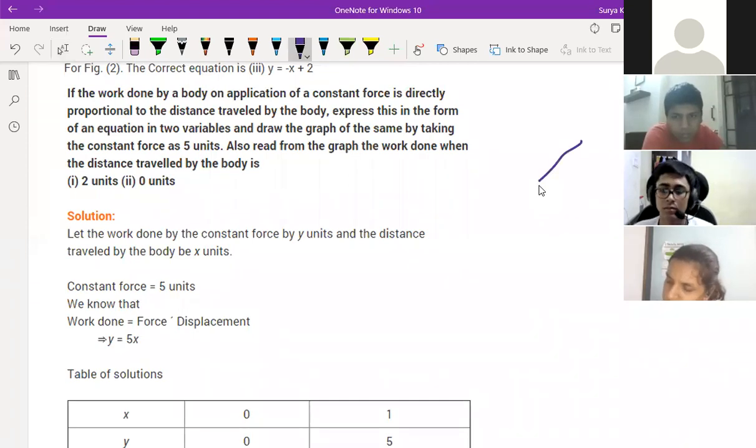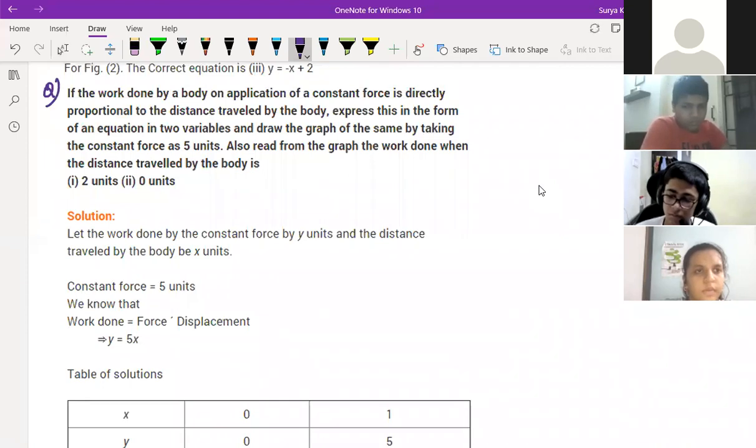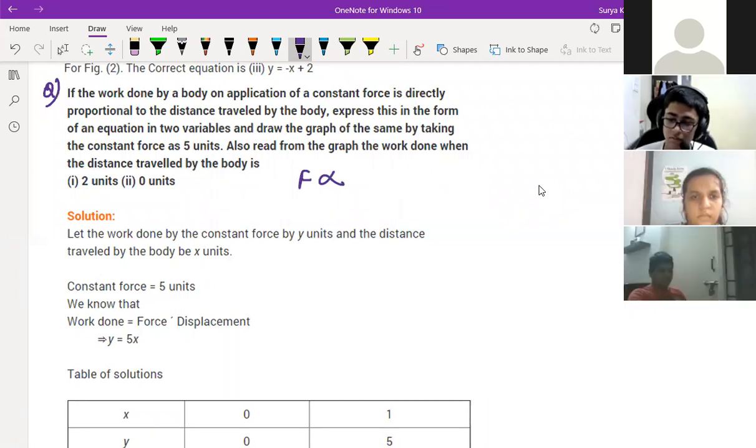So try to read the question and make the equation according to this. If the work done by the body on the application of a constant force is directly proportional to the distance traveled by the body... Work, they are saying, is equal to force into displacement. So you think that the work done is y and distance traveled is x. You can think this, right? So y is equal to 5x. This is your equation, right?